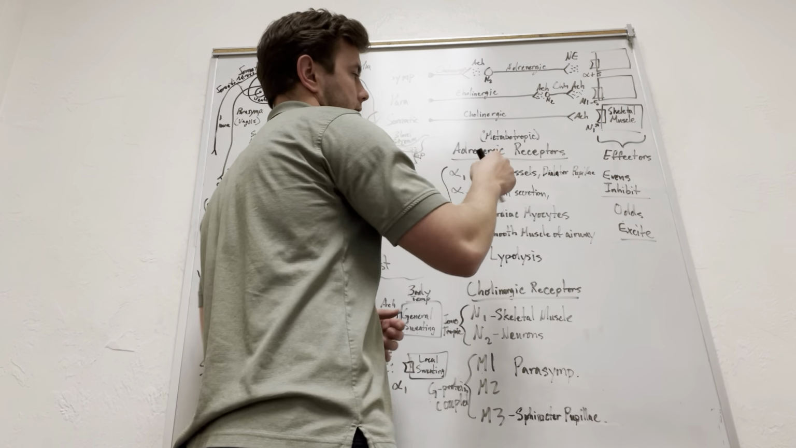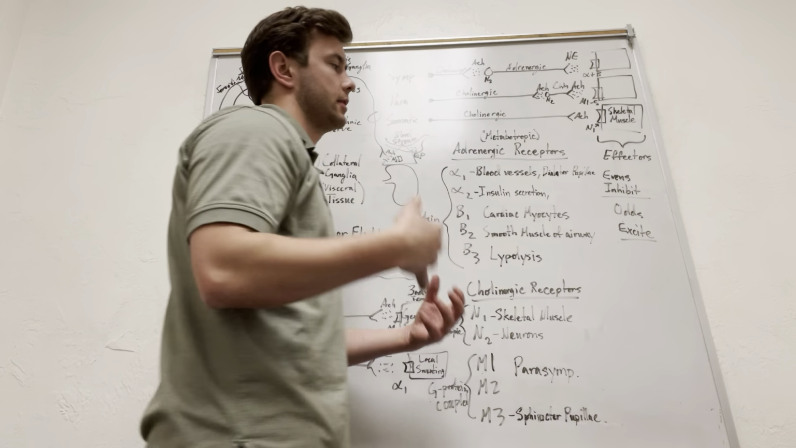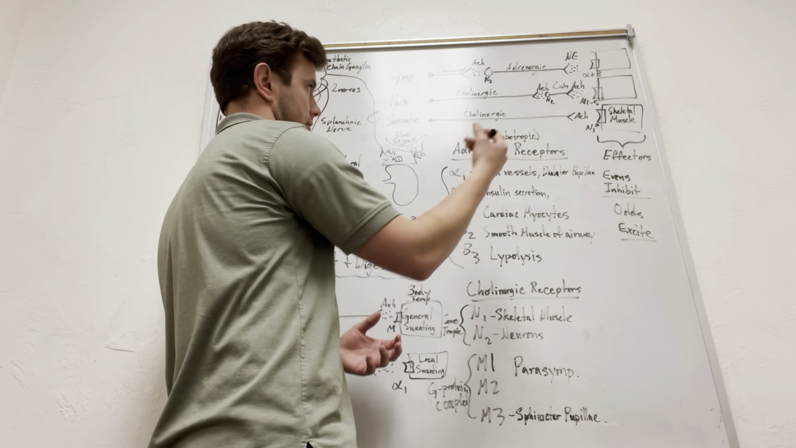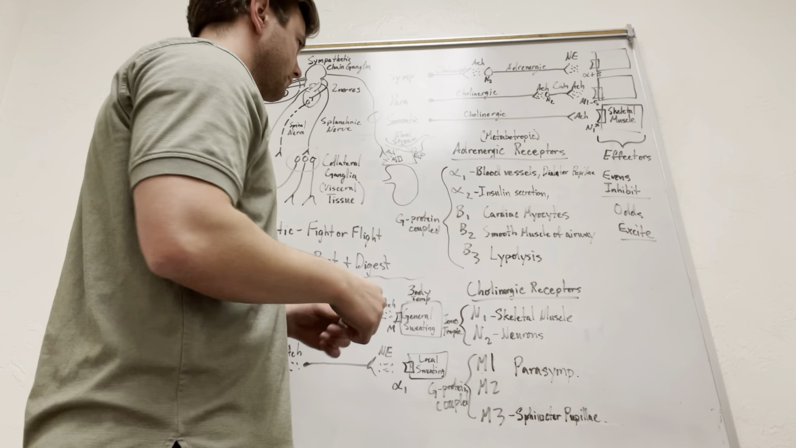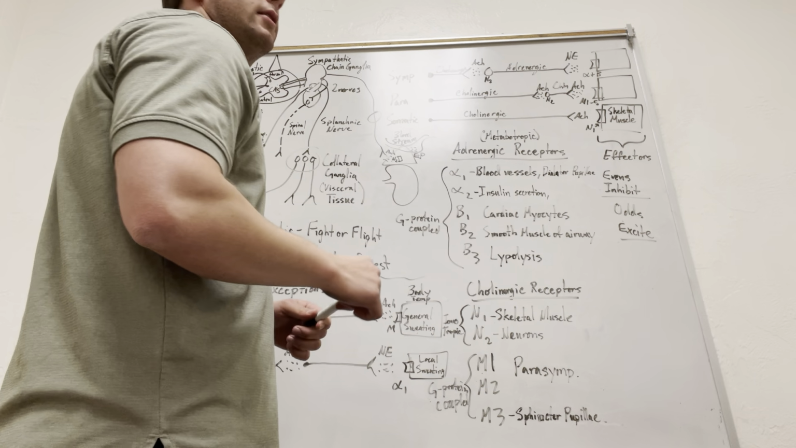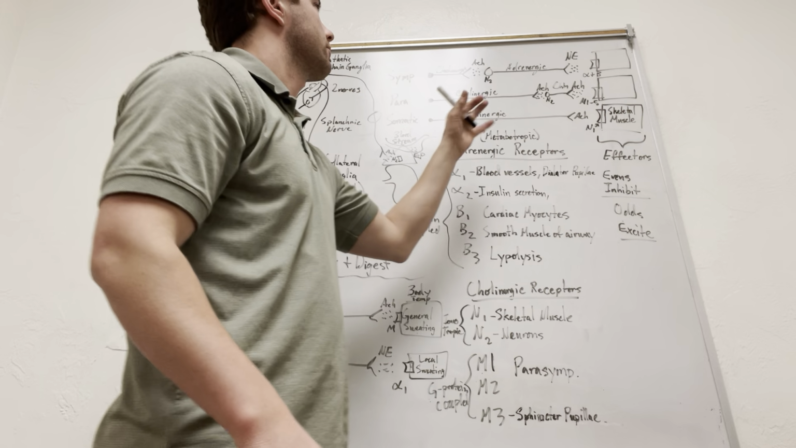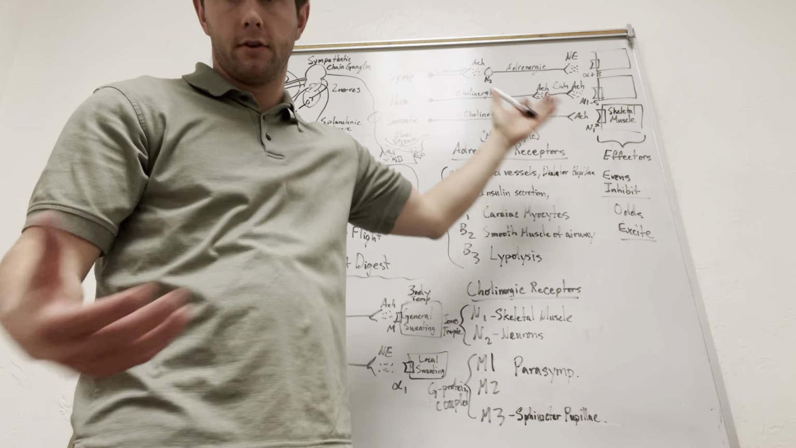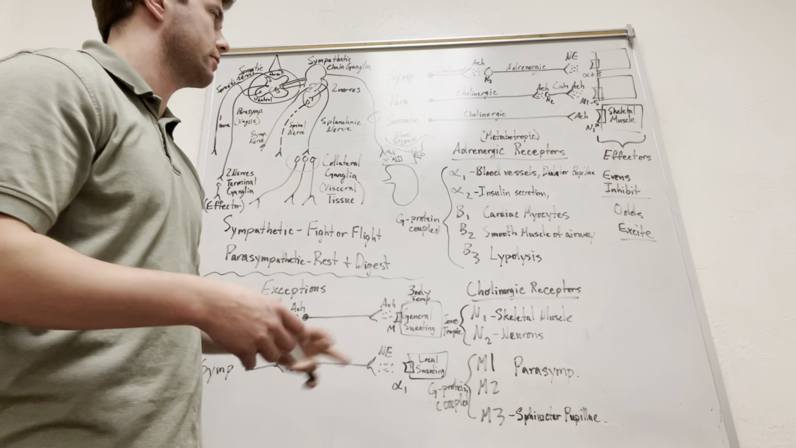Even numbers typically inhibit action. Odd numbers typically excite when they receive a neurotransmitter telling it what to do. So that said, adrenergic receptors, ones that receive norepinephrine, are all alpha and beta receptors.